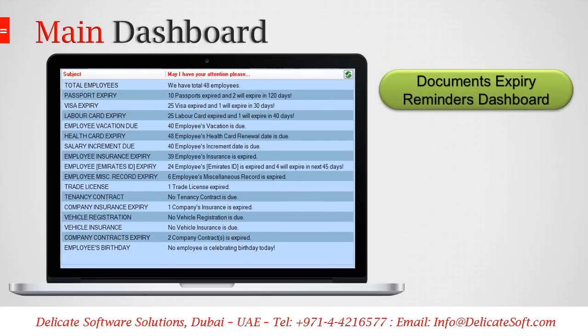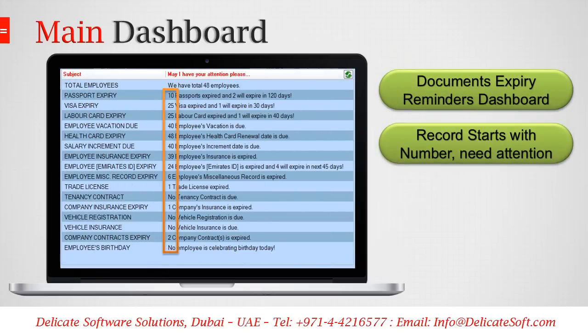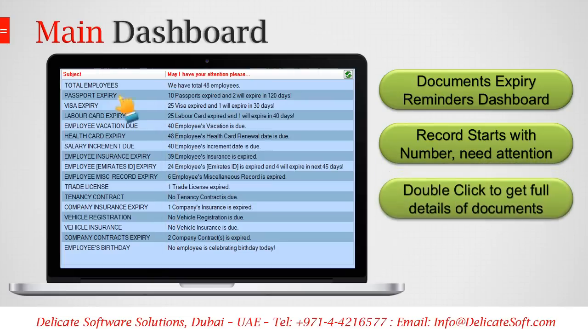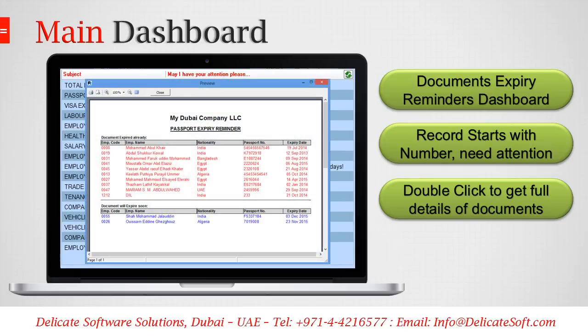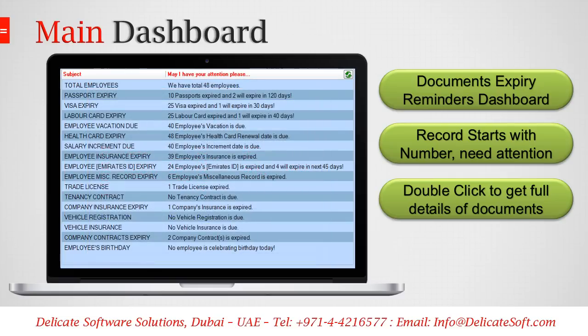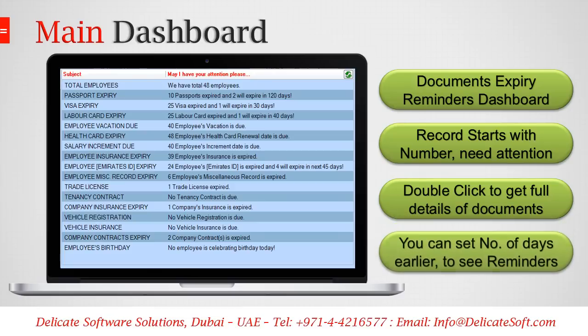If any subject starts with a number, it means you need to pay attention, as a document is going to expire. If all start with no, it means all is well. You can double-click on any subject and the software will open the document with details of all expiries belonging to that subject, which you can print or export into a PDF or Excel file. You can define how many days earlier you want to get a reminder for each subject.